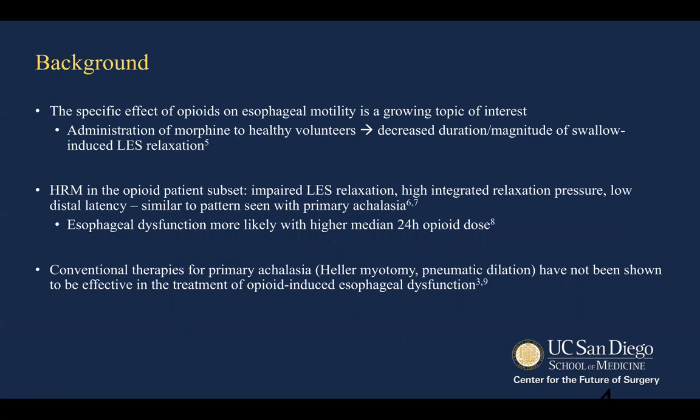The specific effect of opioids on esophageal motility has become a growing topic of interest. Narcotic use has been shown to lead to symptoms of dysphagia and heartburn. A recent study involving healthy volunteers showed that administration of morphine decreased both duration and magnitude of swallow-induced lower esophageal sphincter relaxation, with effects reversed by naloxone.